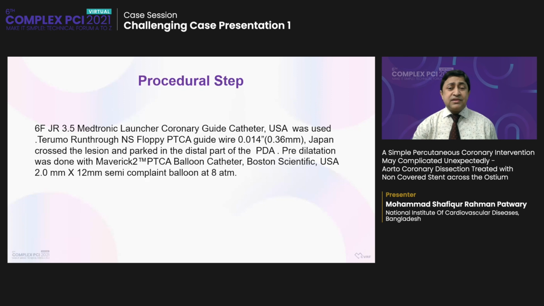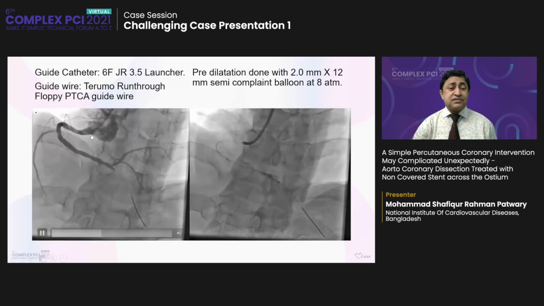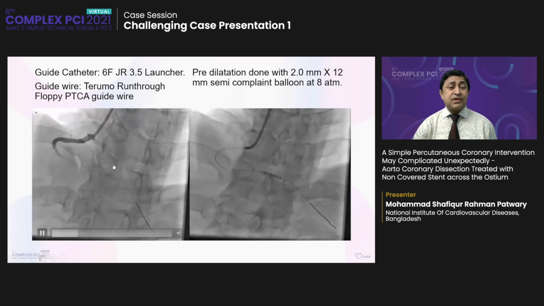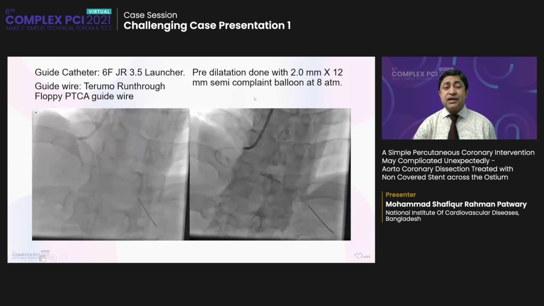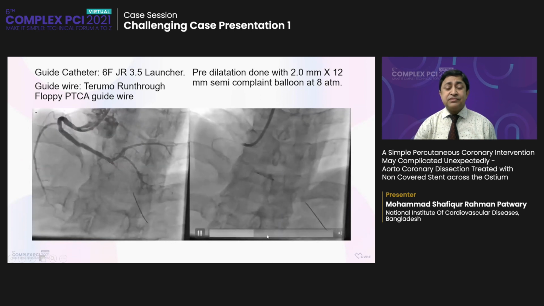We start the intervention with a 6 French guide catheter and use the Runthrough wire. Pre-dilatation was done with a 2 by 12 millimeter semi-compliant balloon at 8 ATM. This is the guide wire and the catheter we used during the procedure, and the pre-dilatation with the 2 by 12 millimeter semi-compliant balloon.